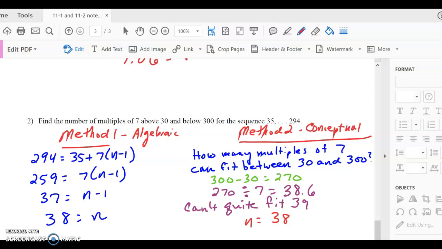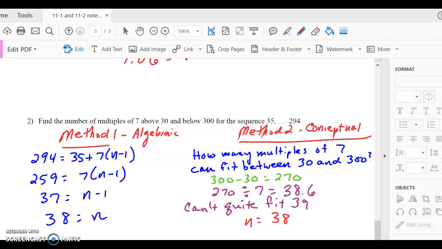So we don't know exactly where 294 ends, and we don't know how many there are. That's what we're trying to figure out. We know 35 is a multiple of 7, and 294 is a multiple of 7. The common mistake here is that with multiples, people think it's geometric. If you think about the definition of multiplication, you're basically adding a certain number each time successively. So therefore, it's an arithmetic sequence.